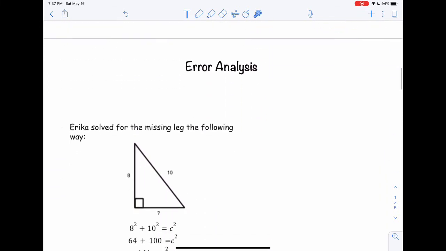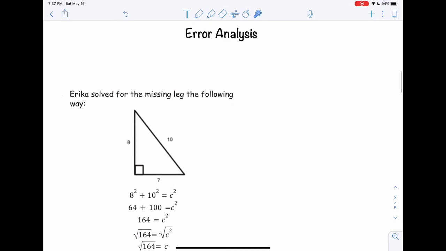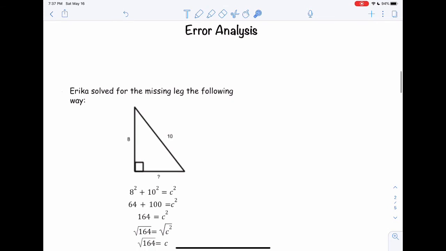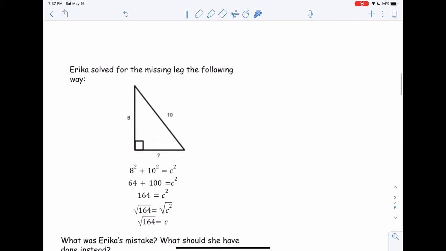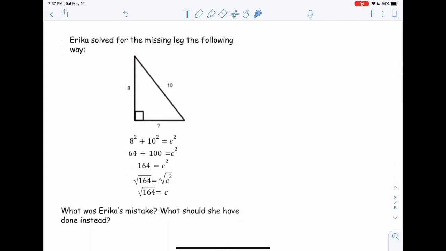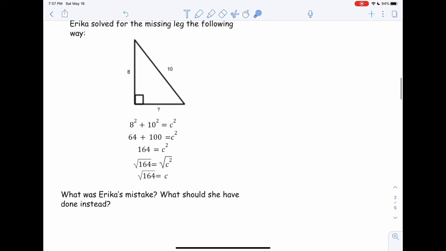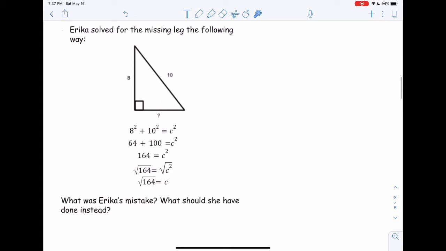All right, now let's go ahead and move on to our new stuff today. We're going to be looking at error analysis problems, and all that means is that you need to find the mistake that they made. Okay, so it even tells you here in the first problem that Erica solved for the missing leg the following way and that it was done incorrectly. So what was Erica's mistake? What should she have done instead? Go ahead and pause the video, think to yourself, what could she have done instead? What was her mistake?